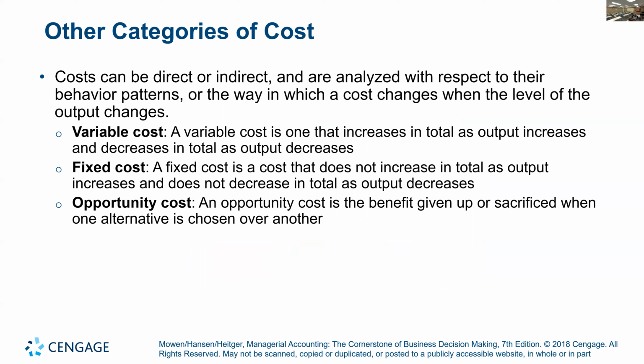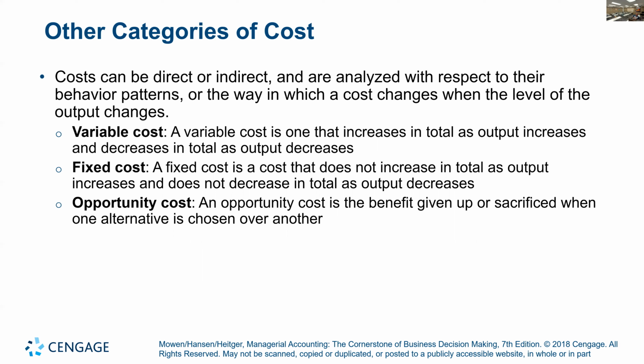Variable cost. Okay, total cost increases the more we produce, and total cost decreases the less we produce. It varies based on production. Fixed cost, whereas the total fixed cost is going to stay the same all the time. Okay, so a variable cost. If we were producing something, all the material that we needed to produce it would be a variable cost. Because the more we produce, the more materials we have to buy.